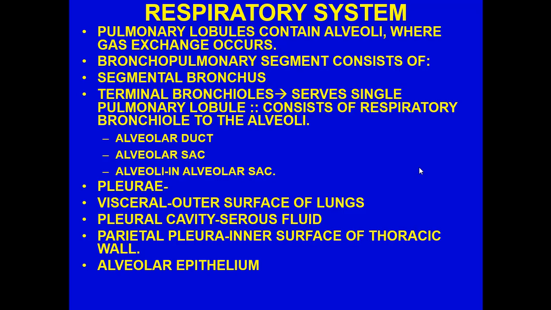Now, there's a visceral pleura, which is on the outer surface of the lungs. The pleural cavity is occupied by serous fluid. The parietal pleura is on the inner surface of the thoracic wall. And then we have the alveolar epithelium.